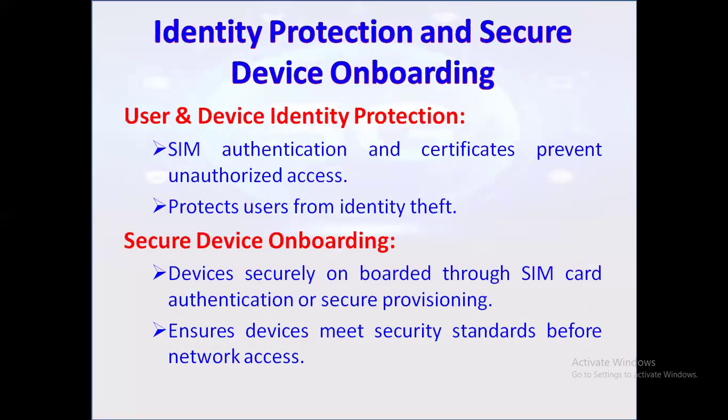Next, identity protection and secure device onboarding. User and device identity protection. How are we going to protect it? SIM authentication and certificates prevent unauthorized access, and they protect users from identity theft. Next, secure device onboarding. Devices are securely onboarded through SIM card authentication and secure provisioning. Now what we are doing, we are inserting the SIM in the new device. Ensure devices meet security standards before network access.